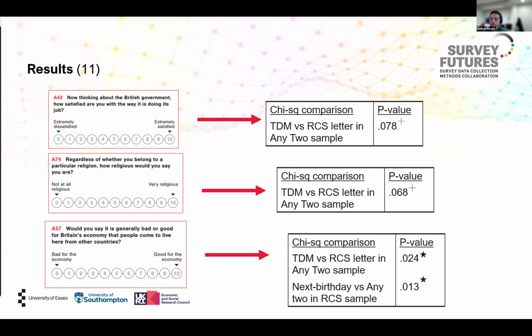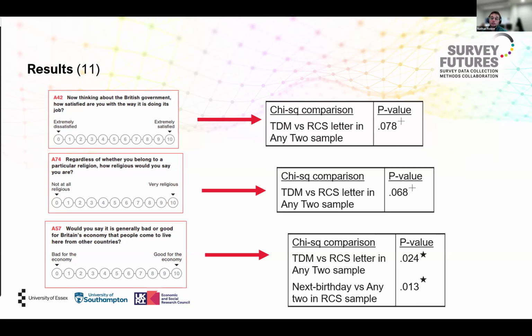Digging in a little more specifically, for the question, now thinking about the British government, how satisfied are you with the way it is doing its job? And also for, regardless of whether you belong to a particular religion, how religious would you say you are? For both of those, there was a weakly significant difference in the mean scores between the letter versions when NE2 was used. So nothing on the within household selection method. But for the last one, would you say it is generally bad or good for Britain's economy that people come to live here from other countries?